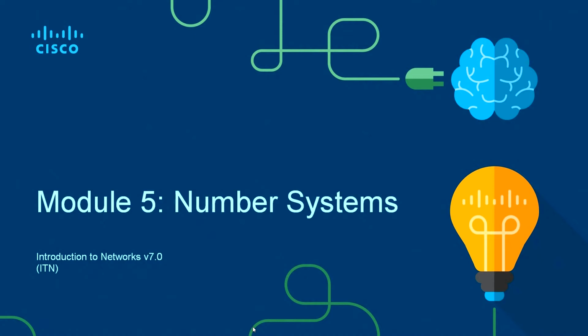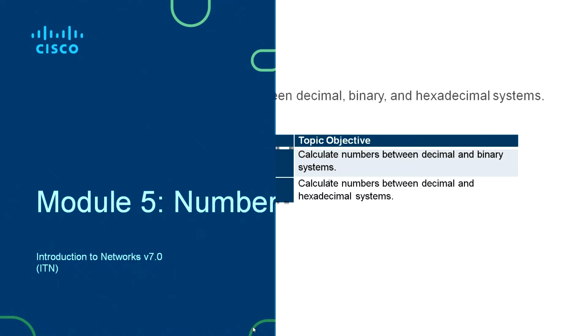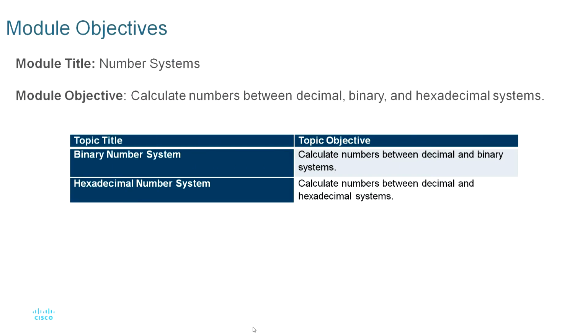This module contains an activity called the binary game, which will really help you to get started. So why wait? What will I learn to do in this module? We know the module title, Number Systems. The main objective of this module is to calculate numbers between decimal, binary and hexadecimal systems. In the binary number system, you can calculate numbers between decimal and binary systems. Coming to the hexadecimal number system, you calculate numbers between decimal and hexadecimal systems.